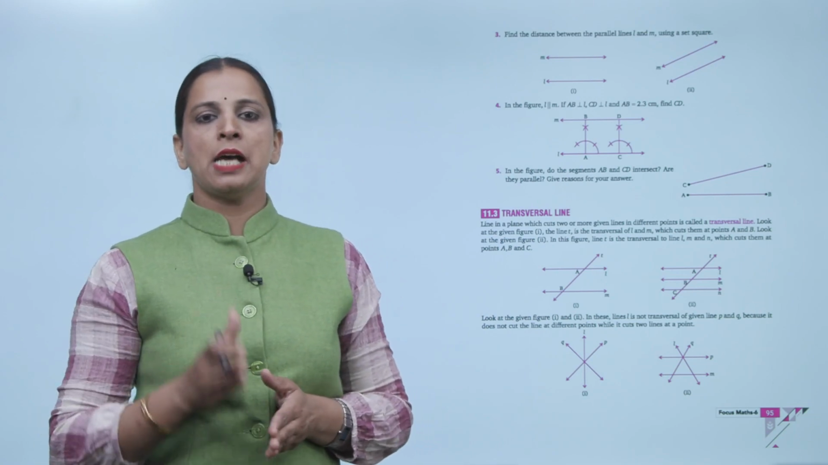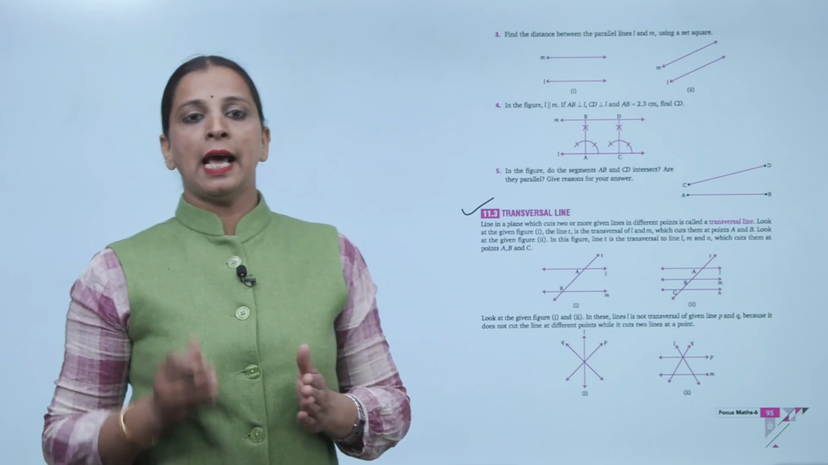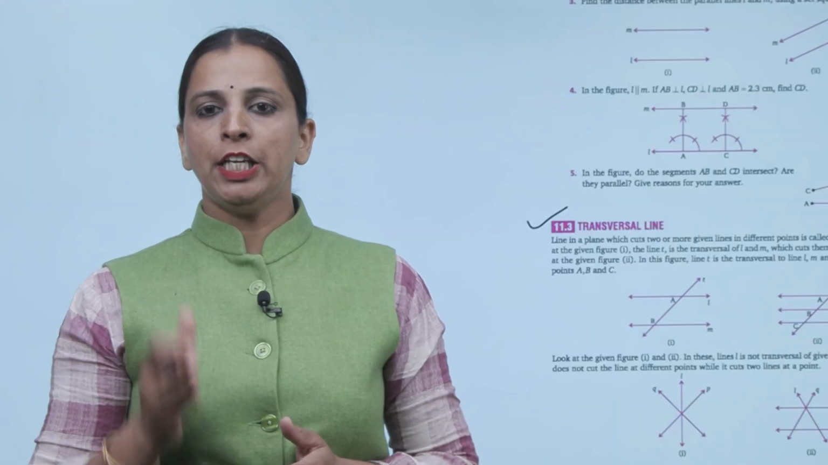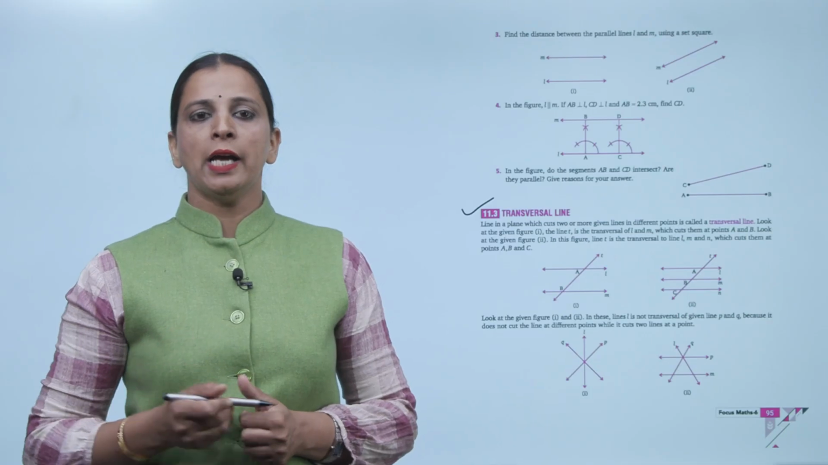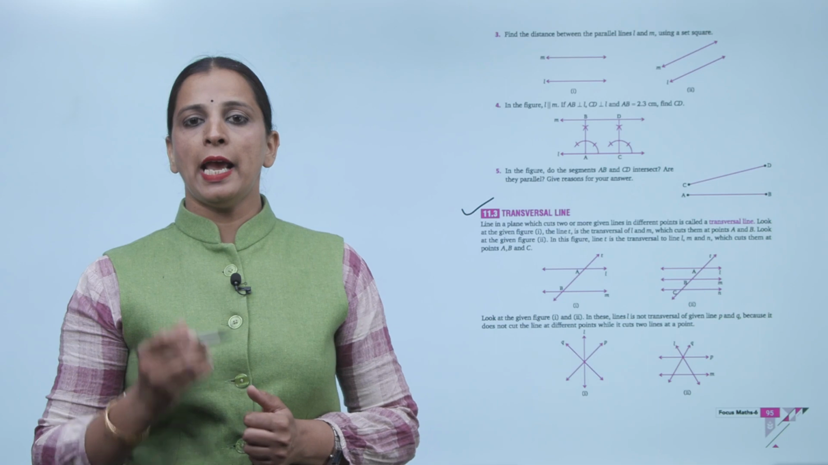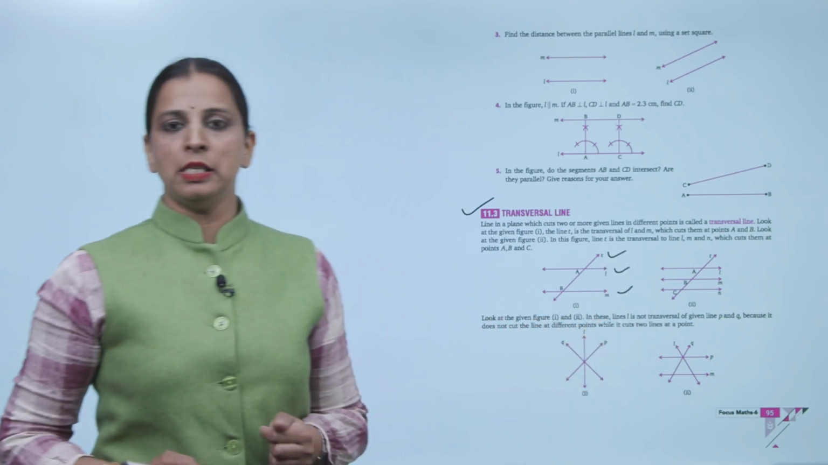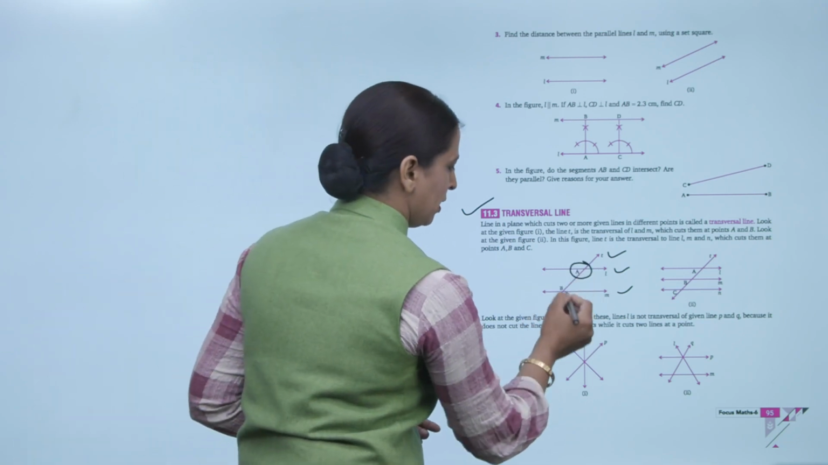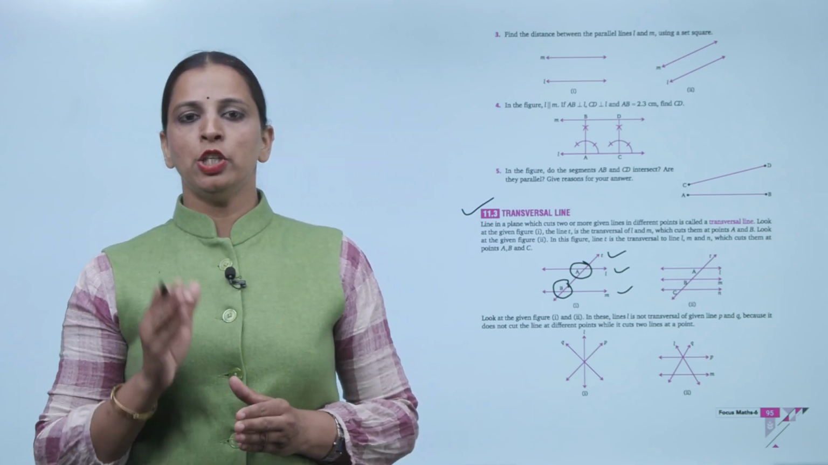Now next is transversal line. A line in a plane which cuts two or more given lines in different points is called a transversal line. Look at the given figure 1. The line T is the transversal of L and M, which cuts them at points A and B. Look at the given figure 2.